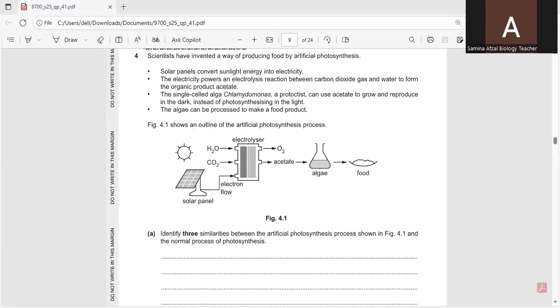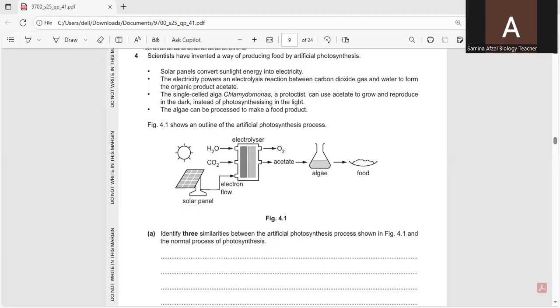Question number 4 says scientists have invented a way of producing food by artificial photosynthesis. Solar panels convert sunlight energy into electricity. The electricity powers an electrolysis reaction between carbon dioxide gas and water to form the organic product acetate. The single-celled alga, Chlamydomonas protoctis, can use acetate to grow and reproduce in the dark instead of photosynthesizing in the light. So the alga can be processed to make a food product.